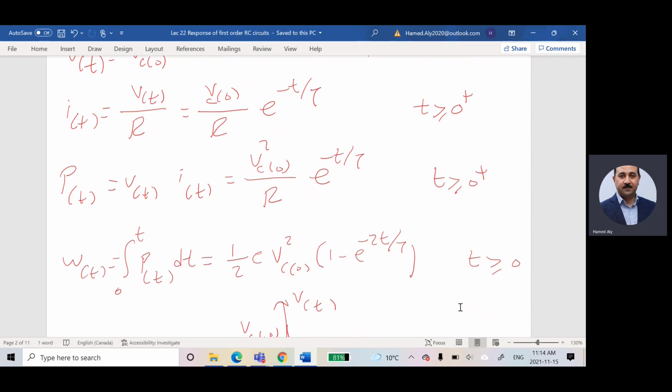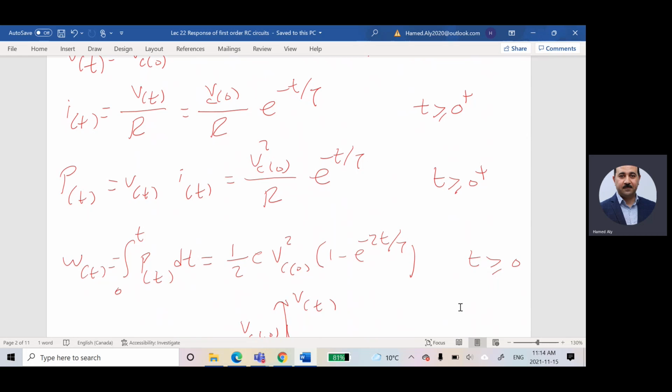These are the 4 equations that I have already derived in case of resistance, in case of inductance, in case of capacitor, and also the 4 equations that I have already derived in case of our RL circuit natural response, and today I have already derived 4 different equations in case of RC natural response.